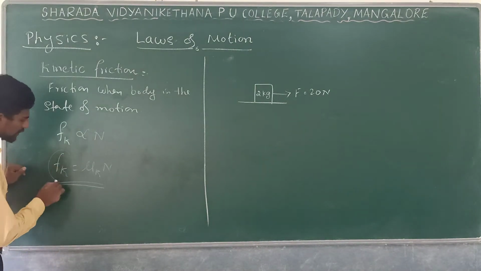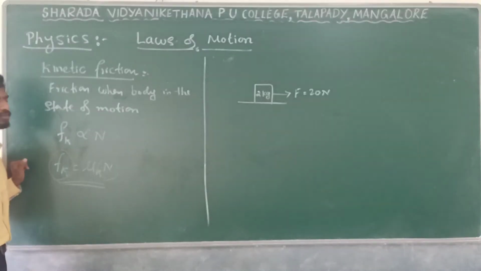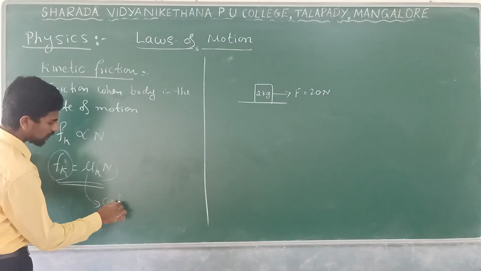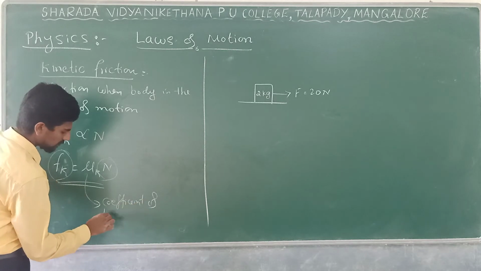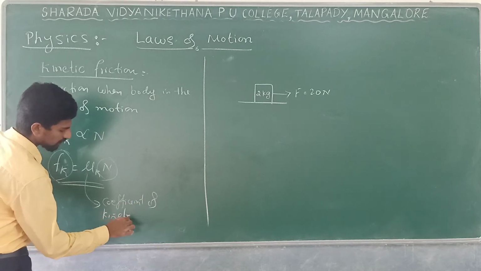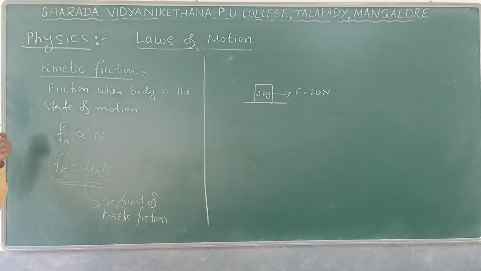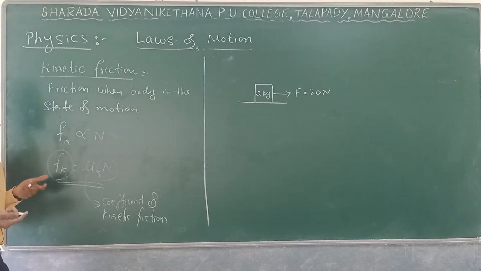So what is Fk? Kinetic friction. N will be the normal force. Again here mu k is the coefficient of kinetic friction. Coefficient of kinetic friction. Now here, this is not self-adjusting.